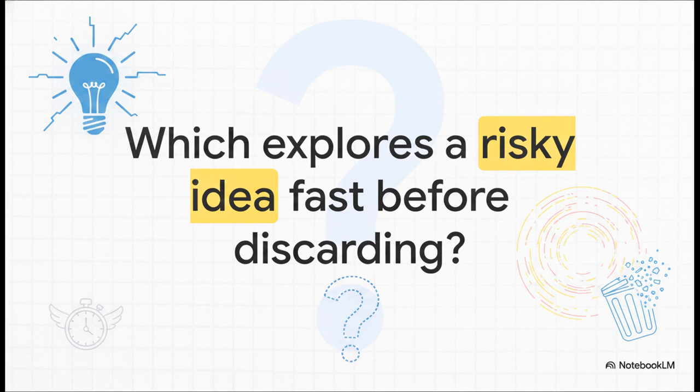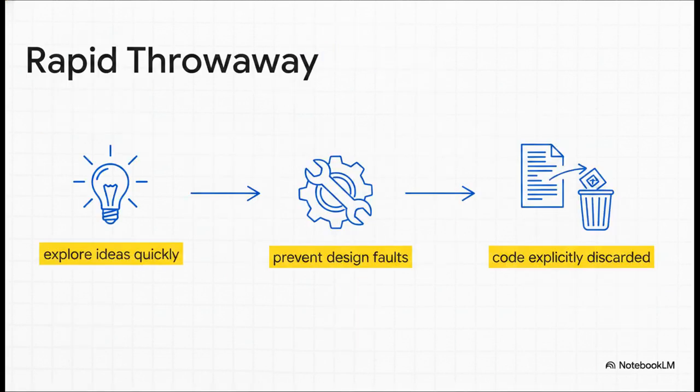A client wants to explore a risky idea fast to prevent design faults. Once feedback is gathered, the preliminary code will not be part of the final product. So, which model is best? Take a second to think about those key words. So the crucial point here is that the correct answer is rapid throwaway prototyping.